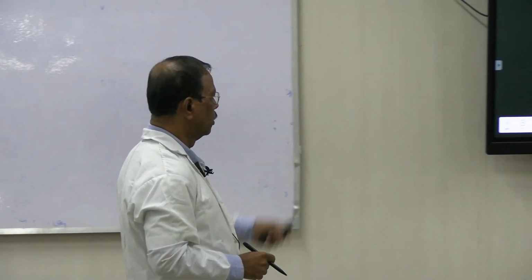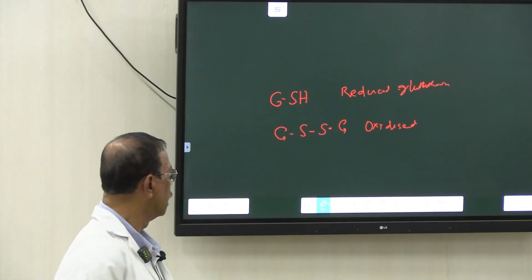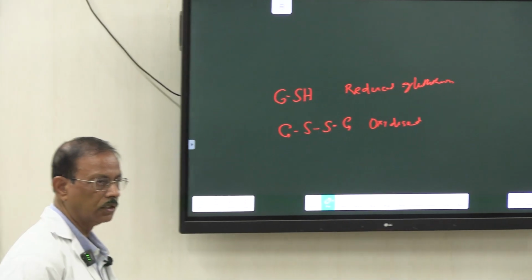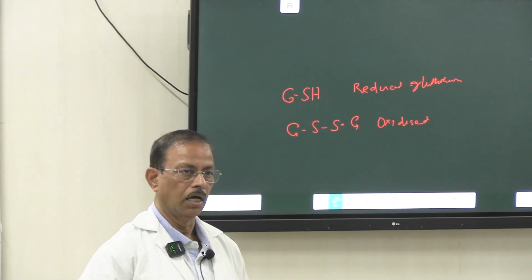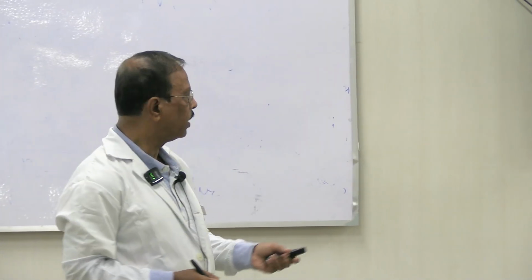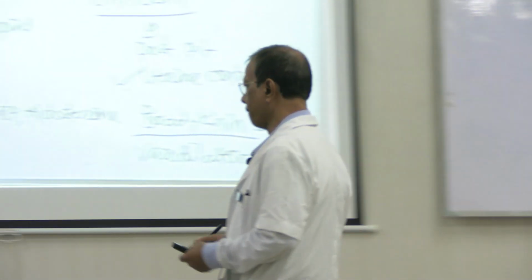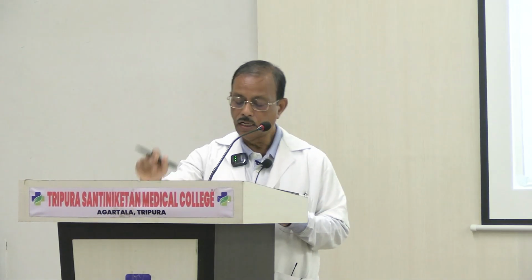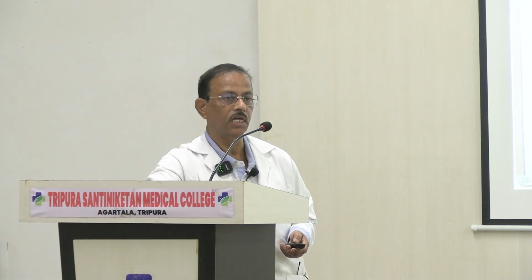Now, this reduced glutathione is present in abundant number in relation to oxidized. Reduced glutathione is available 100 times more than the oxidized one, and an enzyme called glutathione reductase converts the oxidized glutathione into reduced form. Reversible oxidation reduction of glutathione is very much important for cell survival.